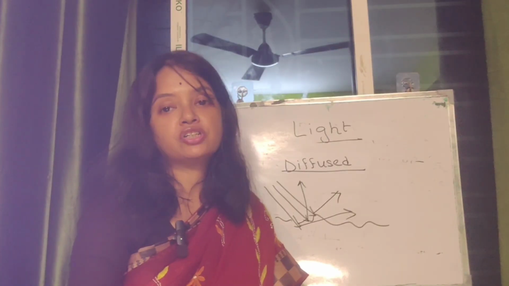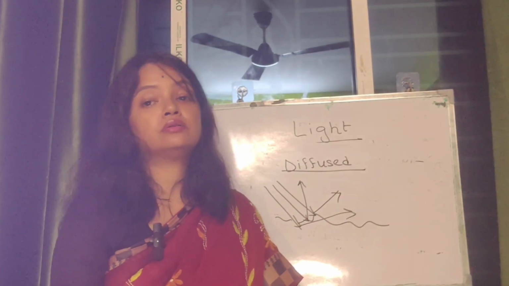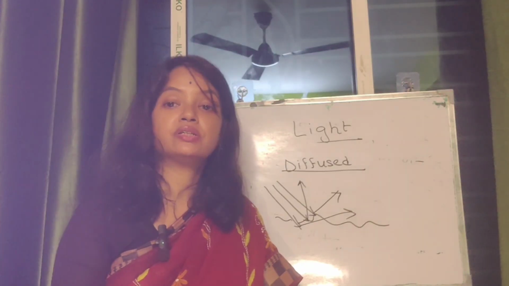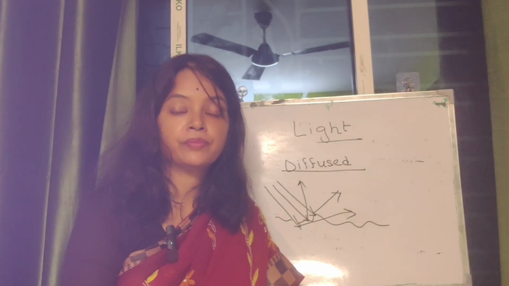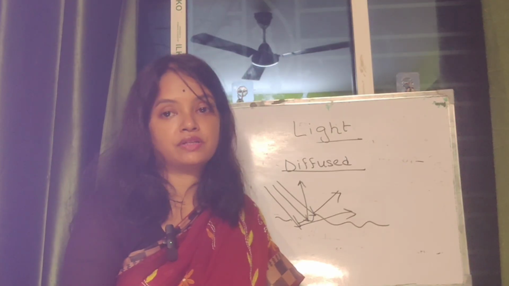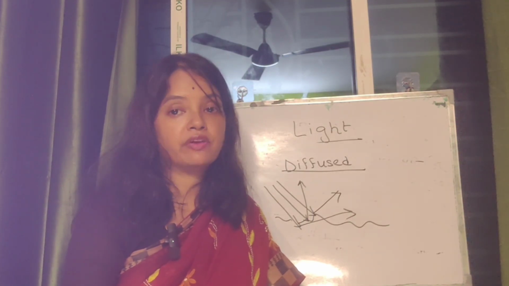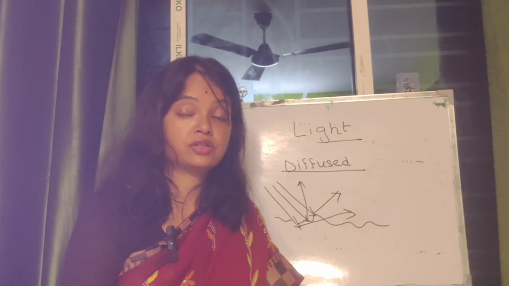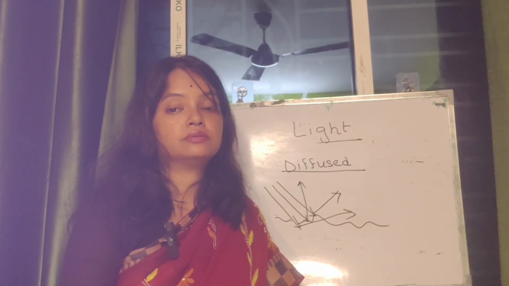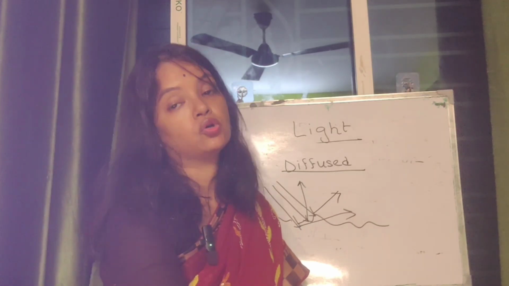There are a lot of applications regarding specular reflection and diffused reflection. So we should keep in mind that specular reflection needs a smooth polished surface, and diffused reflection needs a very rough surface. And as I have told, there are a lot of applications of specular reflection and diffused reflection. We will discuss this later. Then we will study about laws of reflection.